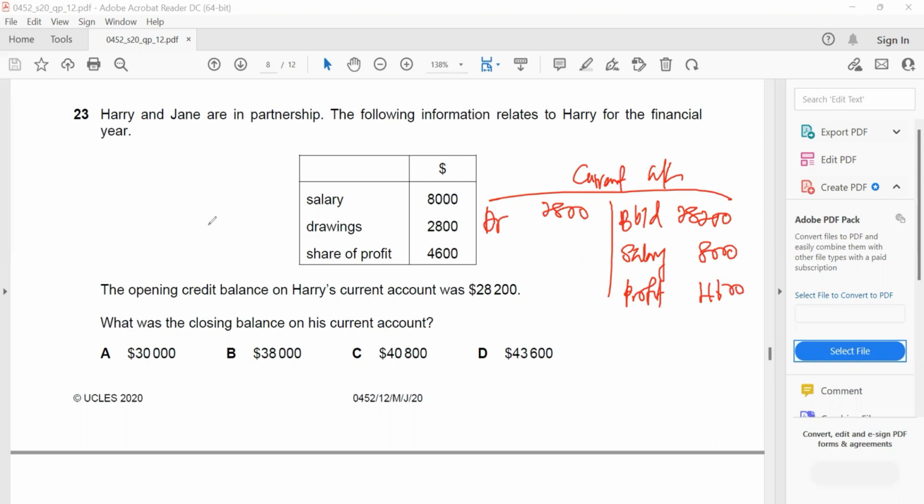What was the closing balance? So the closing balance will be balance carried down. So take the credit minus the debit, 28200 plus 8000 plus 4006 minus. Okay, so the answer should be 38,000. So the answer should be B. Okay, now let's continue.